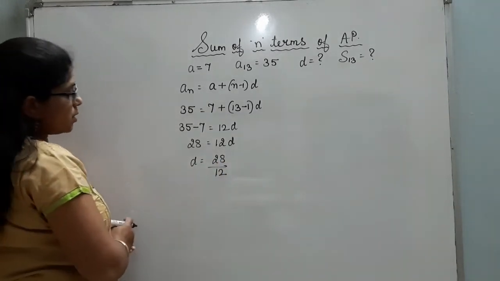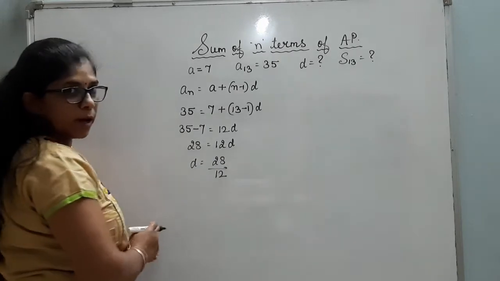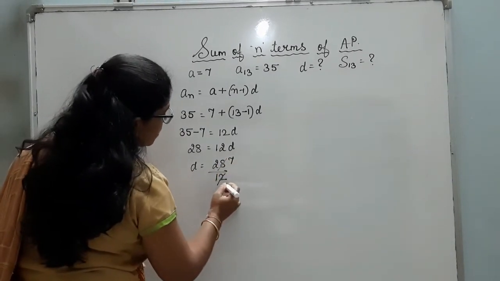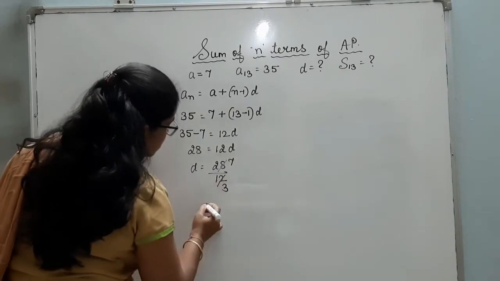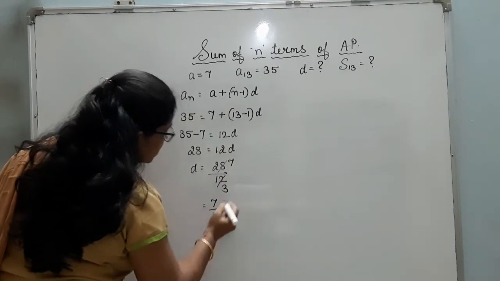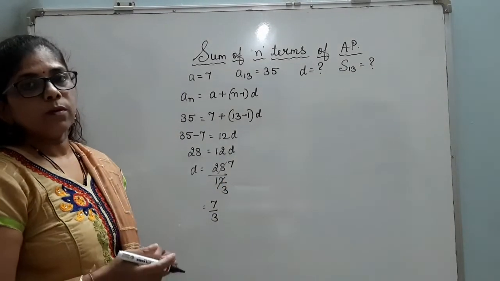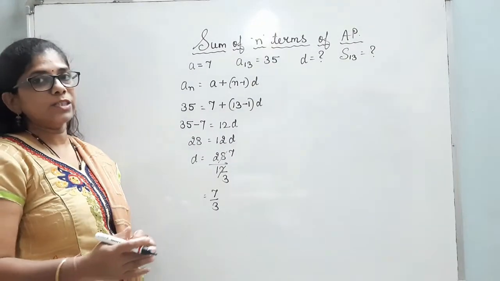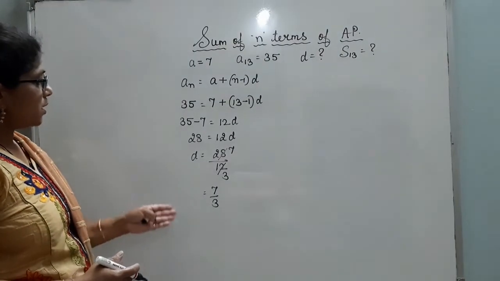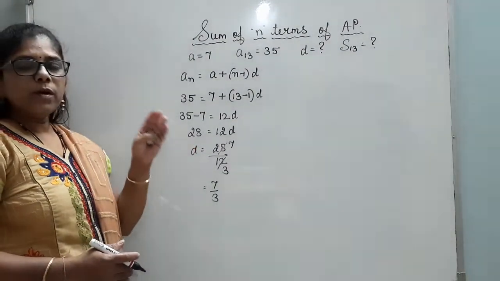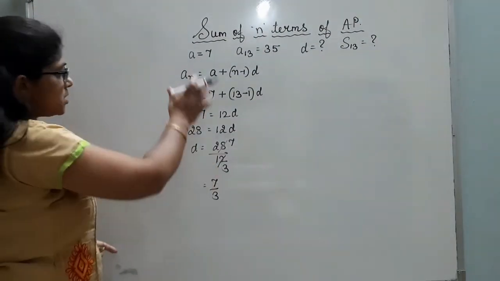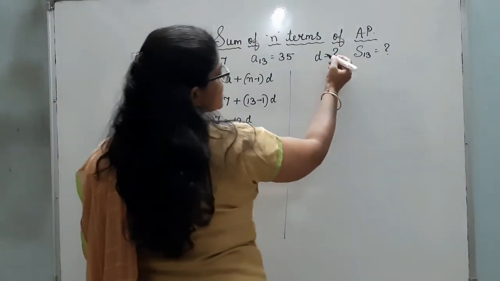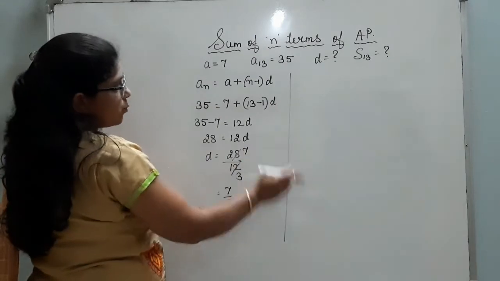Now we have 28 upon 12. We can cancel this only by 4. 4 sevens are 28, 4 threes are 12. Don't bother whether your d is 0, a decimal number, or a negative number. Your common difference can be any rational number. It can be positive, negative, fraction, proper, improper, anything. So don't bother. Just be confident of the solving here. Now here the first part is done, that is the value of d is 7 upon 3.